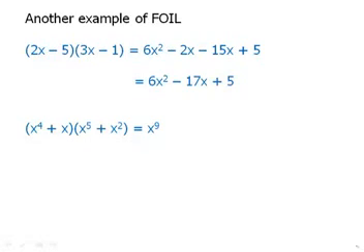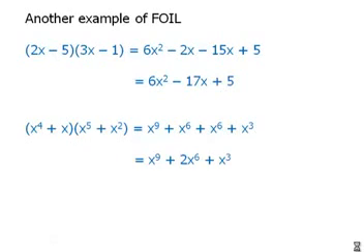The outer terms, x to the fourth times x squared, 4 plus 2 is 6, so that would be x to the sixth. The inner terms, x times x to the fifth, 1 plus 5 is 6, so that's also x to the sixth. And then the last terms, x times x squared would be x cubed. And again, finally, add the like terms.